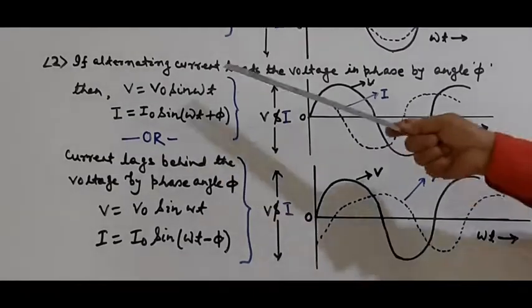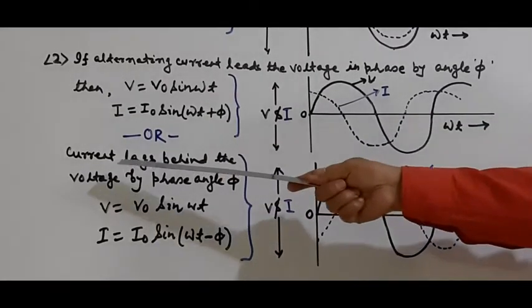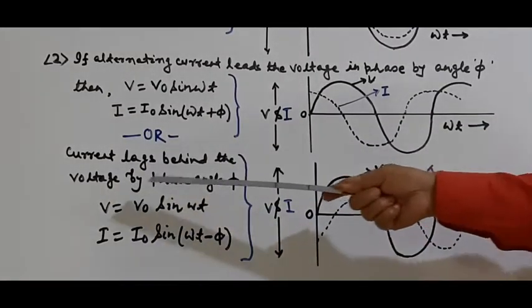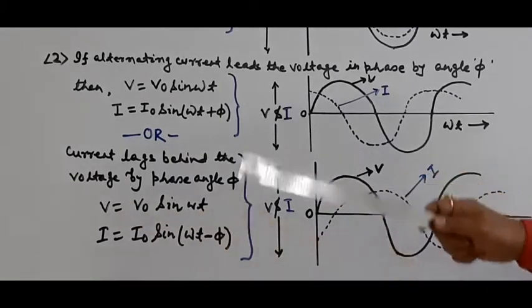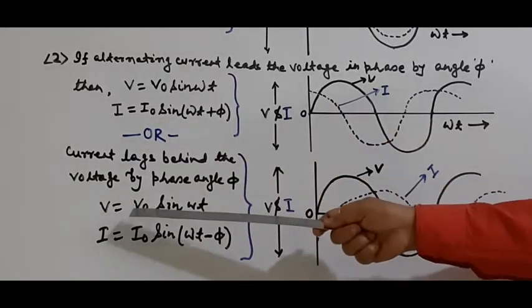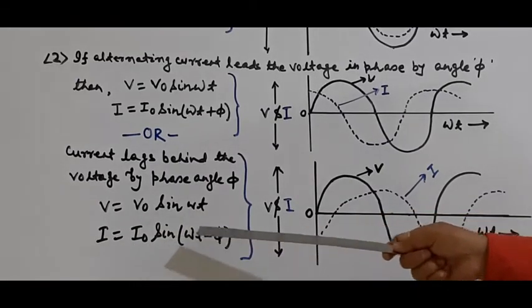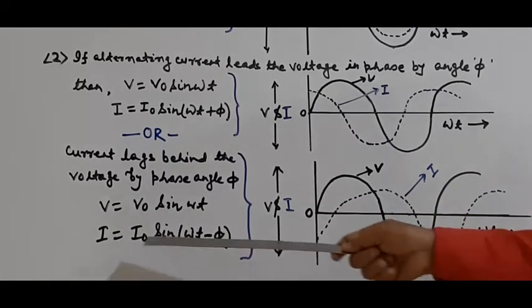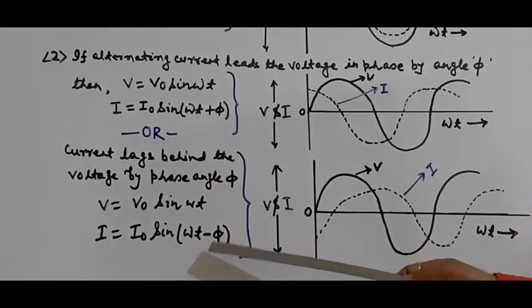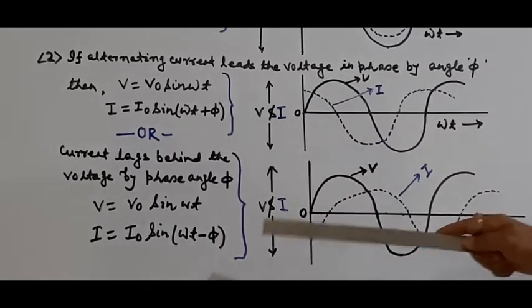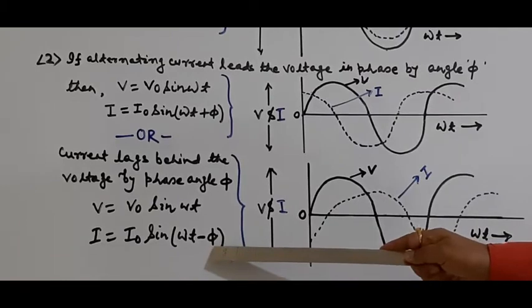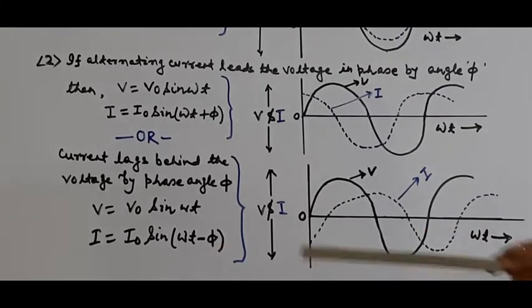We can see the opposite case also. Suppose the current lags behind the voltage. If the current lags behind the voltage by phase angle phi, what is the equation? Voltage V is equal to V naught sin omega t, but current I is equal to I naught sin omega t minus phi, because current is lagging behind the voltage by angle phi. So this time the graph of current will start from the negative axis, because of the minus phi.